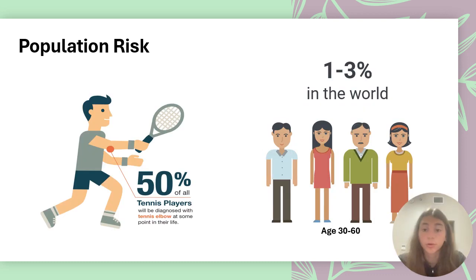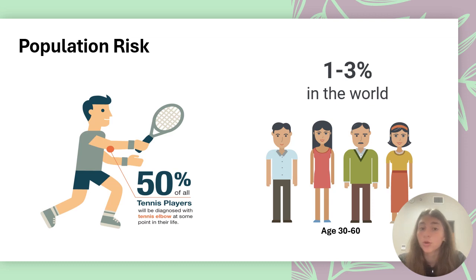Now to the population risk. Despite the name, you can get tennis elbow even if you've never been near a tennis court. Any repeated arm movements can inflame your tendons. Tennis elbow is the most common reason for elbow pain. It can pop up in people of any age, but it most often hits people between ages 30 and 60. Between 1 and 3% of the overall population has tennis elbow.